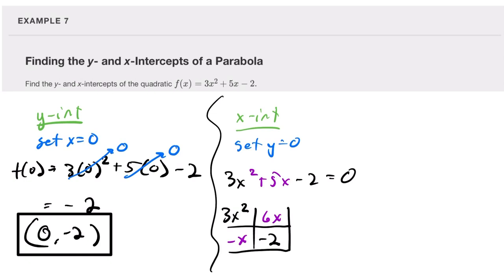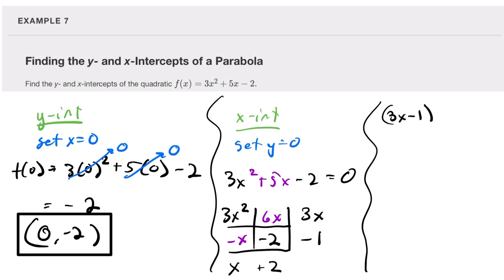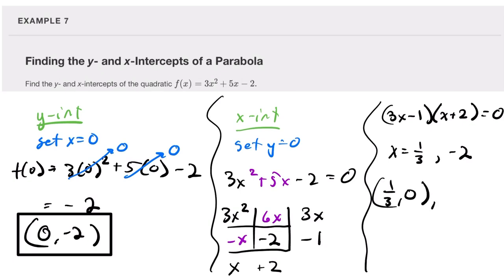Okay. So then if we focus on the 2 on the top, the greatest common factor there looks like a 3x. The 2 on the bottom, we can factor out a negative 1. The 2 on the left, we can factor out x. And the 2 on the right, it looks like we can factor out a positive 2. So then our claim is that the original factors into 3x minus 1 times x plus 2 equal to 0. So then from there, x equals a third or negative 2. So then we get 1/3 comma 0 or negative 2 comma 0.